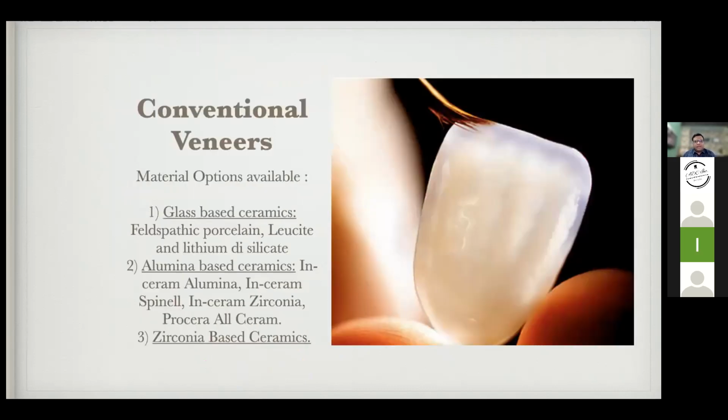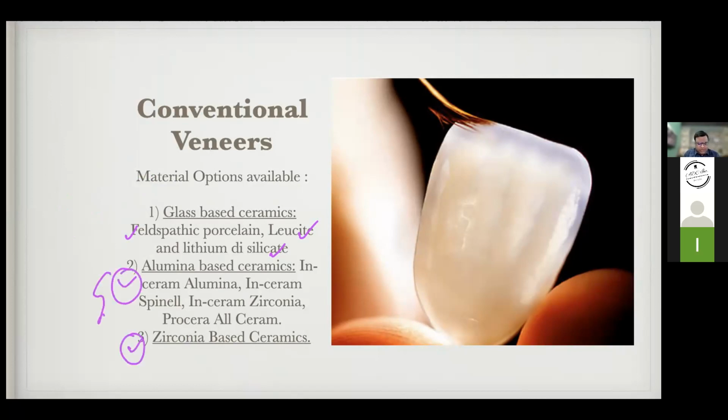Now, if you look at the conventional veneers or ceramic veneers, your material options available. Now, these are material options for ceramics or material options for non-metals. If you are not looking at the metal ceramic, the conventional metal ceramics, you have glass-based ceramics, which is feldspathic porcelain, lucite, and lithium disilicate. You have alumina-based ceramics like In-Ceram alumina, In-Ceram spinel, and In-Ceram zirconia, or you have zirconia-based ceramics.